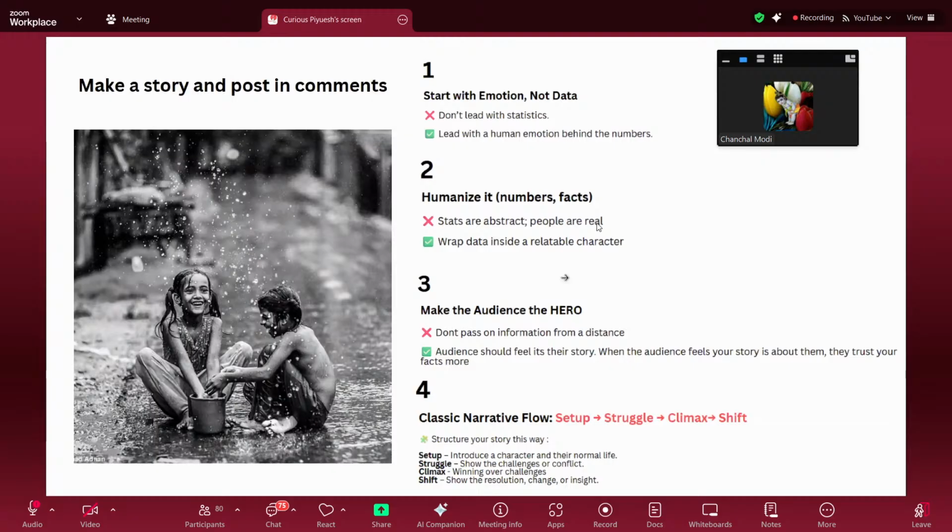Piyush, can I read mine? Chanchal, okay, give it a try. Yeah. This is the last one, and then I'll give you another exercise. Yeah, Chanchal, go ahead.